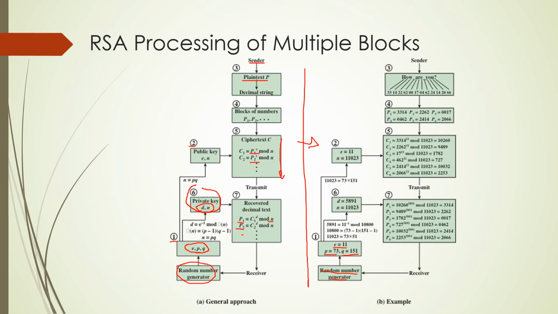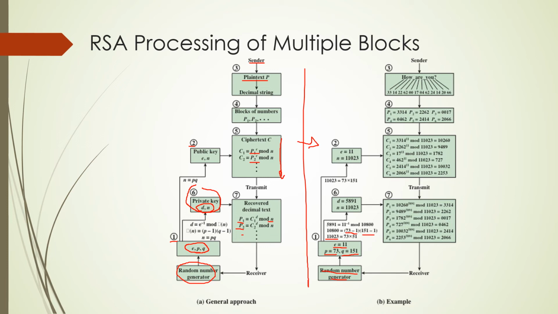The product would be 11,023. That's going to be the value n. And you can find out the totient of 11,023 by multiplying 73 minus 1, which is 72, by 151 minus 1, which is 150. The answer is 10,800. So 10,800 is the totient of 11,023.